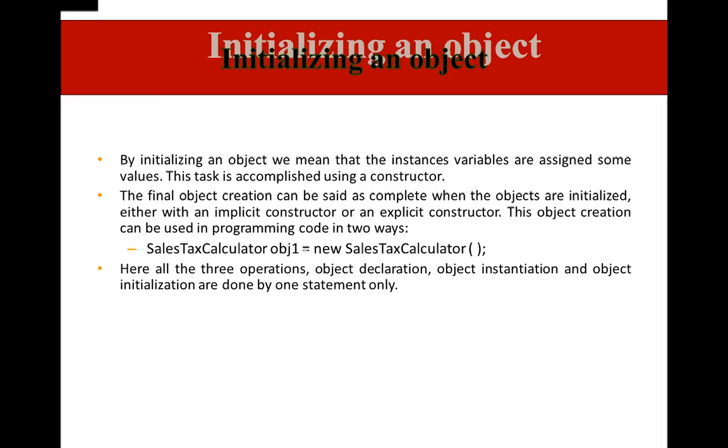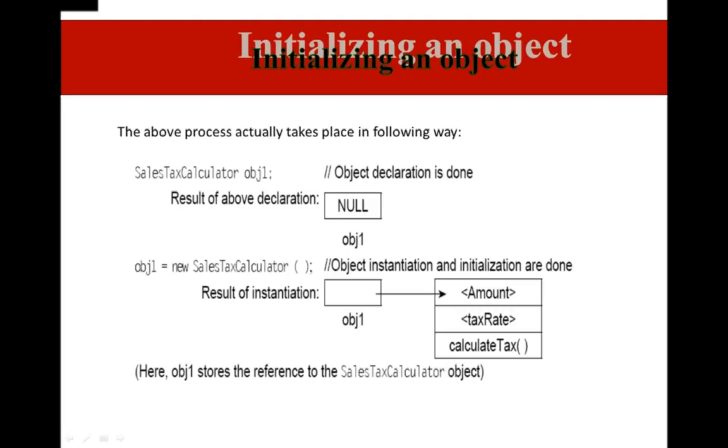The moment you declare the object, it is initialized with null. There is no memory, or there is nothing to access. But the moment you say new ClassName(), the memory allocation happens. This object has its own unique copy of amount, tax rate, and of course a method called calculateTax.